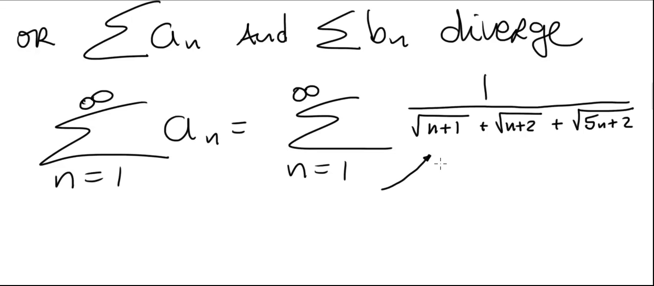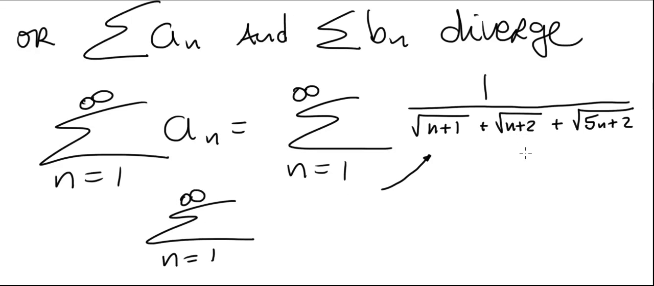Now let's examine this term closer. We note that in the denominator we have square root of n plus 1 plus square root of n plus 2 plus square root of 5n plus 2. The highest power of n that we see in the denominator is almost like square root of n. So we have square root of n plus square root of n plus another square root of n. That's like 3 square root of n, and then some constants multiplying that. So the clue for selecting the series b sub n is as follows.